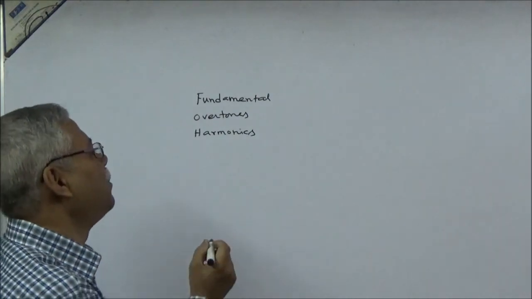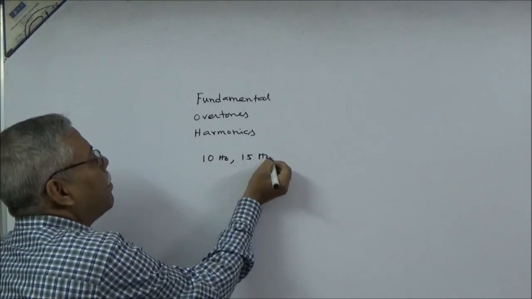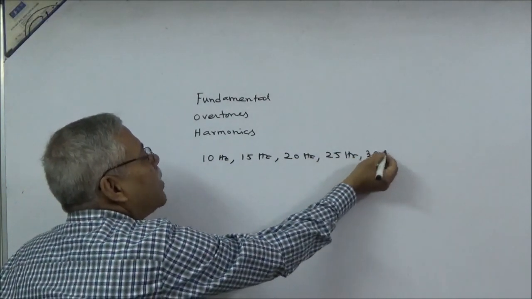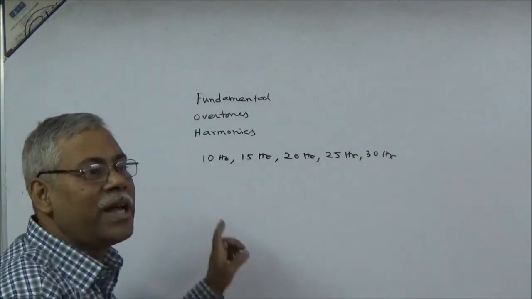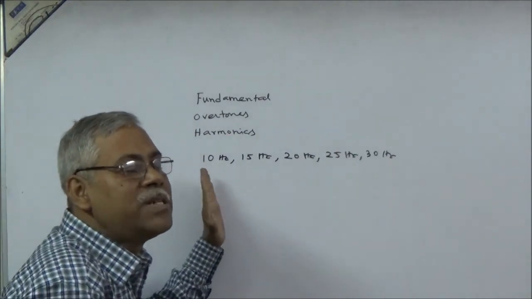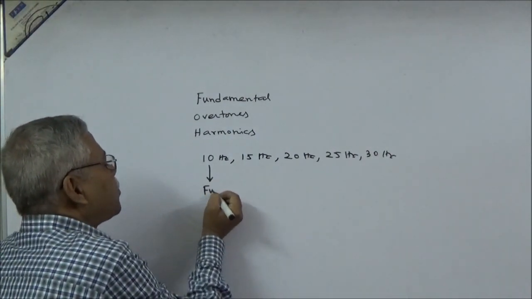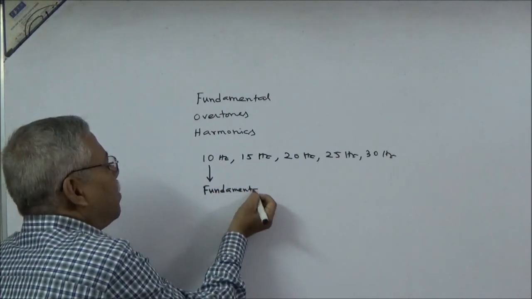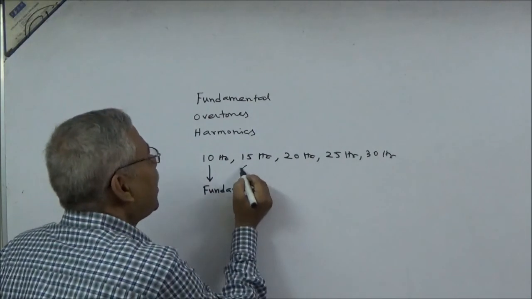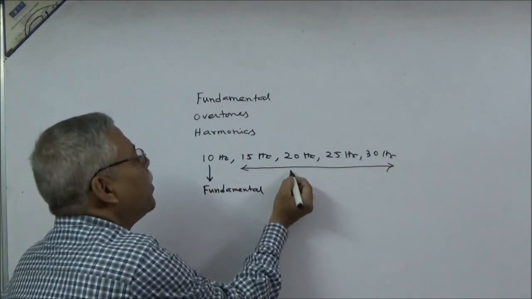For example, a body can produce all these frequencies: 10 Hz, 15 Hz, 20 Hz, 25 Hz, and 30 Hz. The minimum frequency that the body can produce is called fundamental. So this is fundamental. All the frequencies greater than fundamental are called overtones.